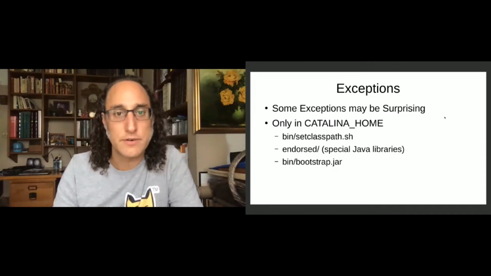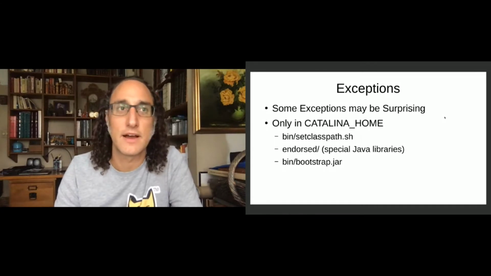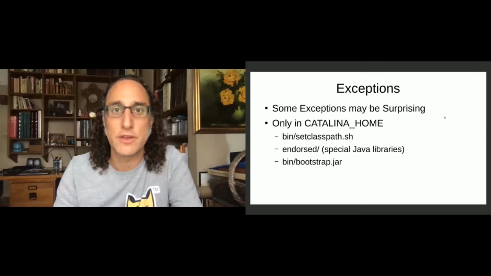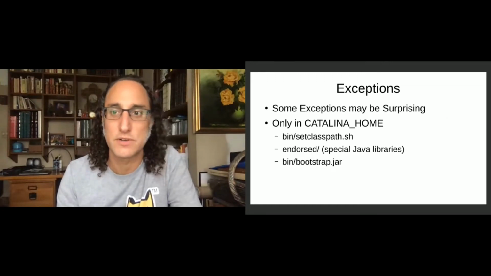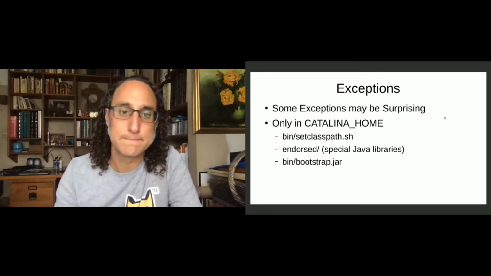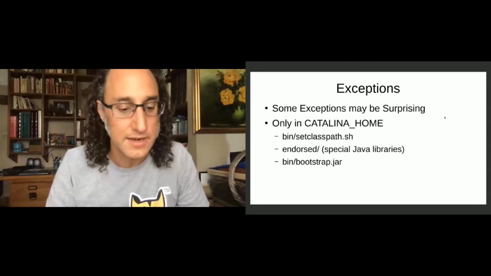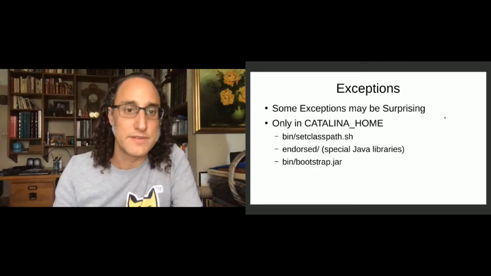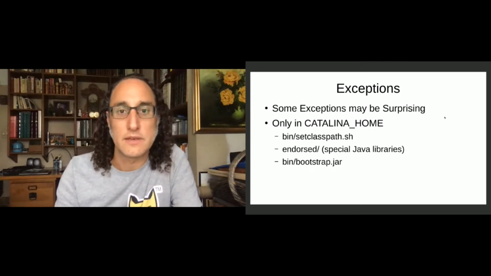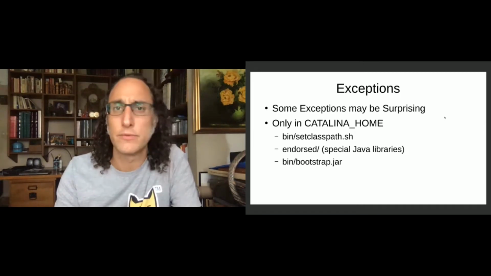There's an endorsed directory, which can only be in Catalina home. That includes Java libraries which need to have priority loading. That's very rare these days. I think it's been many years since you've had to make sure that your XML parser loads earlier than the Java virtual machine's built-in parser. So the endorsed directory is not really relevant these days, and in modern JVMs, that's actually been completely removed. And the last one is the bootstrap jar needs to be in Catalina home. You can't override that, nor really should you.